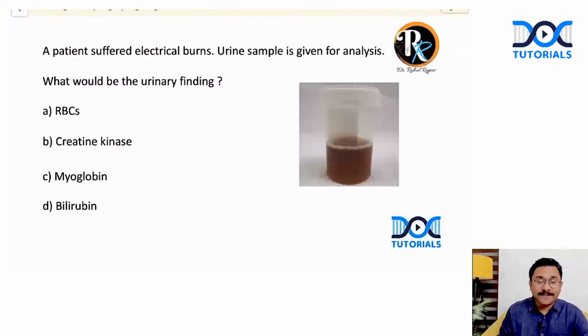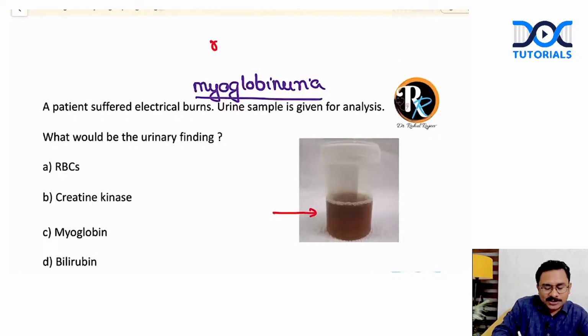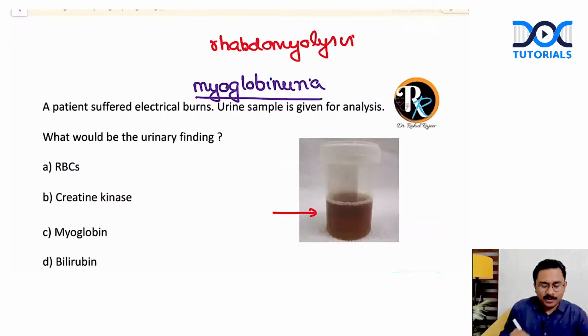Next, a patient suffered from electrical burns. A urine sample is given for analysis, and there is a definite discoloration of urine. So what do you think? Electrical burns followed by discoloration of urine. You are thinking about myoglobinuria. It is not hemoglobinuria. It is myoglobinuria. And this myoglobinuria occurs in the context of rhabdomyolysis.